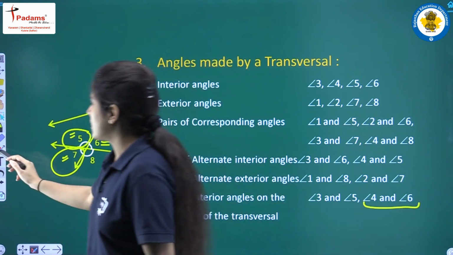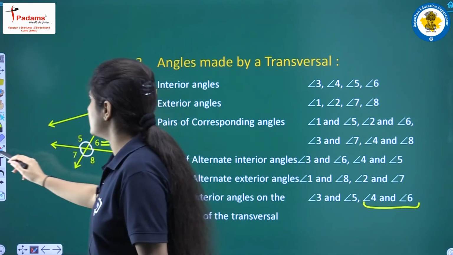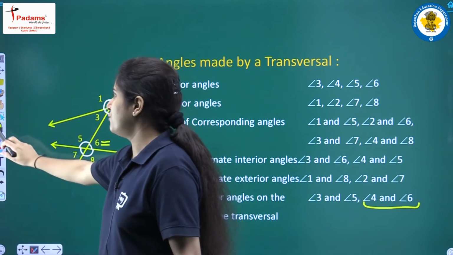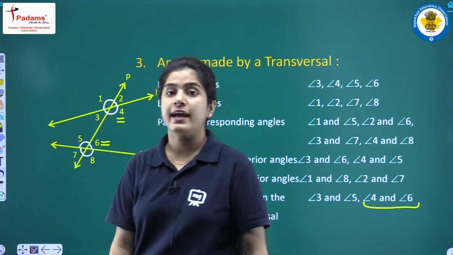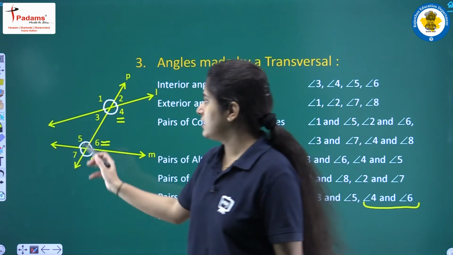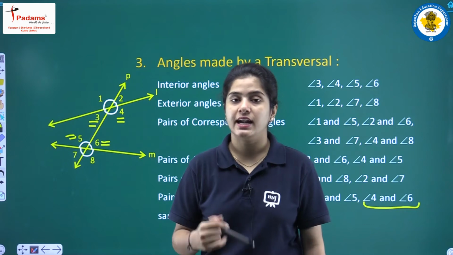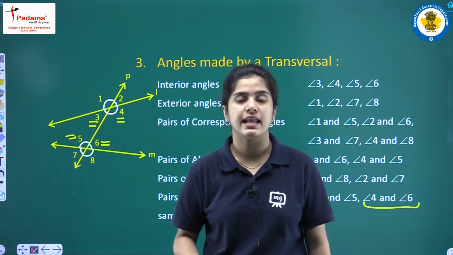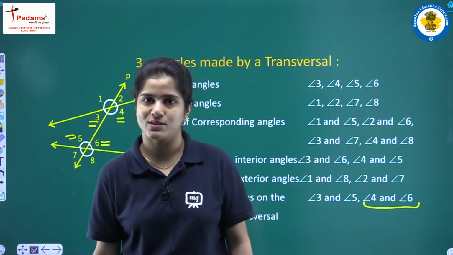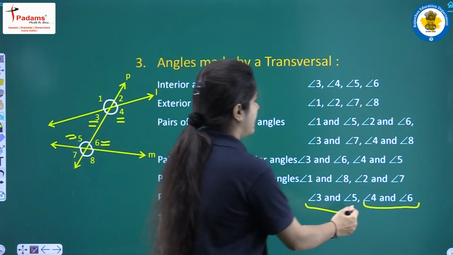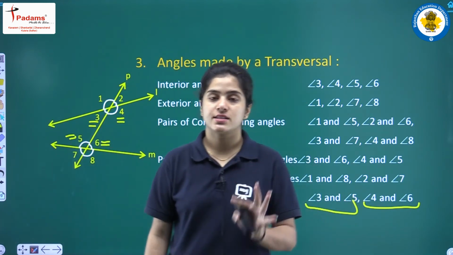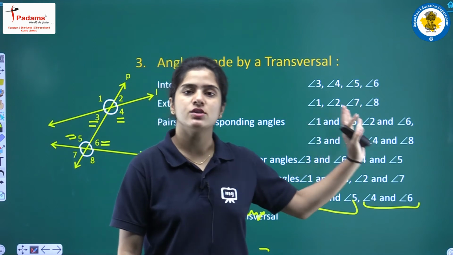Okay students, now the second pair of interior angles that are lying on the same side of the transversal are this angle 3 and this angle 5, because these two angles are lying at the same side of the transversal and both are interior angles. So 3 and 5. Alright students, this is all about the angles made by a transversal.